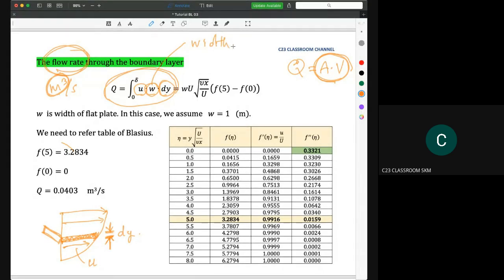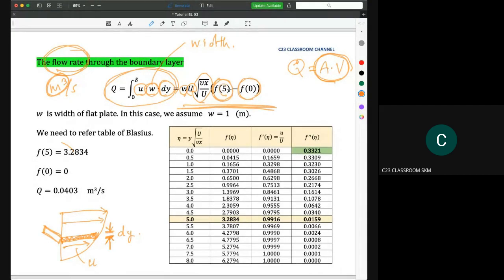Okay. However, as I said, in Blasius solution, we do not derive from the equation. So what Blasius did is he tried to get data from his table. From his table, it can be simplified. The equation for flow rate can be written as this one: width times U, nu x over U, and then function f5 minus function f0.